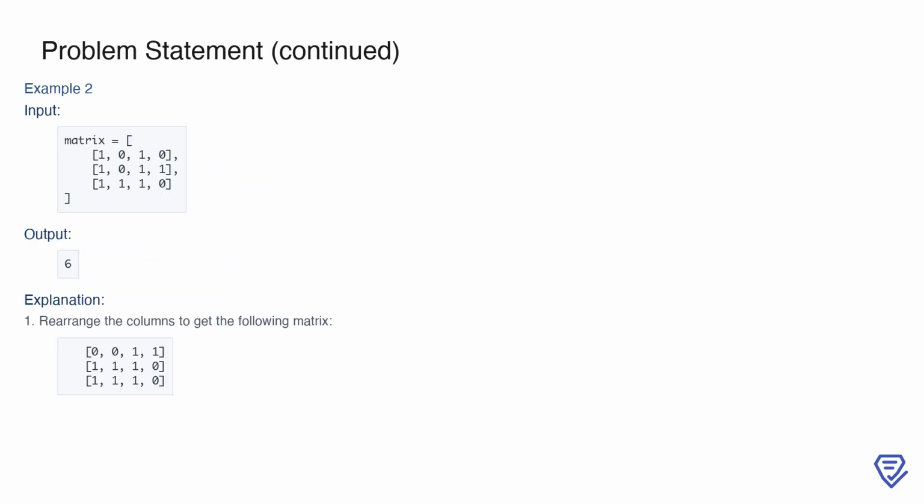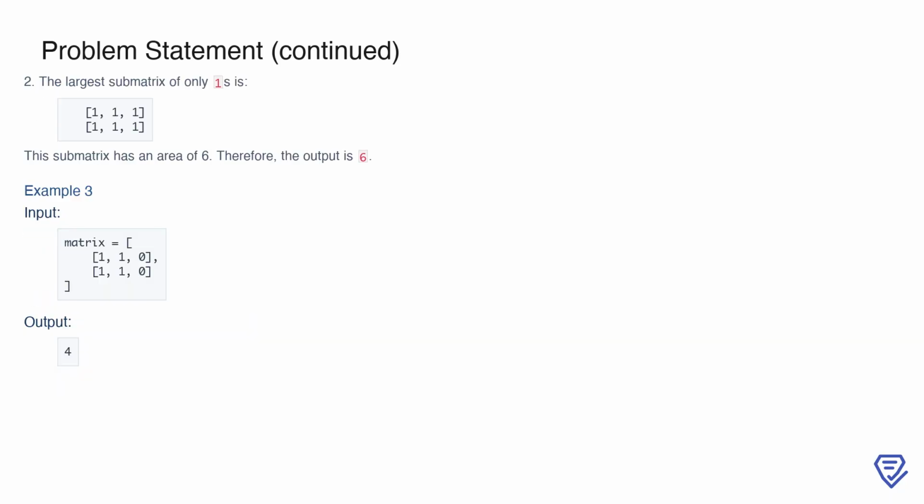Now consider a second example. The input matrix here is a 3x4 binary matrix, 1, 0, 1, 0, 1, 0, 1, 1, 1, 1, 1, 0. After rearranging the columns, we can create the following configuration, 0, 0, 1, 1, 1, 1, 1, 0, 1, 1, 1, 0. From this rearranged matrix, we find that the largest submatrix containing only ones is a 2x3 block, 1, 1, 1, 1, 1, 1. This submatrix has an area of 6, as it consists of 6 cells. Therefore, the output for this example is 6.